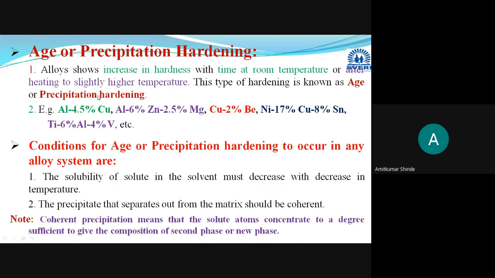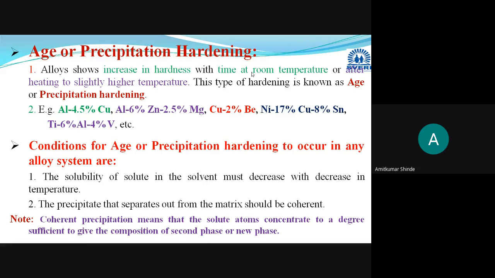As I have highlighted here in this first point, some alloys will show an increase in hardness with time at room temperature. All this phenomenon occurs at room temperature only. Just as time is passing, with time they show an increase in hardness values. That process is termed age hardening.